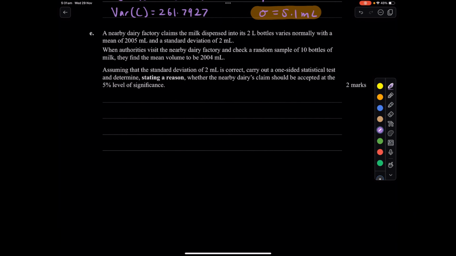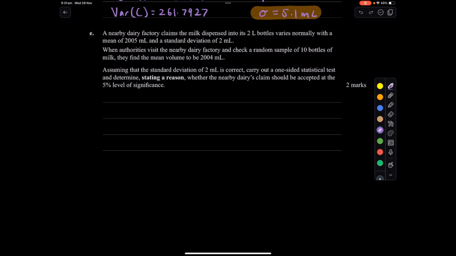A nearby dairy factory claims that the milk dispensed into its 2-liter bottles varies normally with the mean of this and a standard deviation of 2. When authorities visit the nearby dairy factory and check a random sample of 10 bottles of milk, they find that the mean volume is this, so it's actually decreased. Assuming that the standard deviation of 2 milliliters is correct, carry out a one-sided statistical test and determine, stating a reason, whether the nearby dairy claim should be accepted at the 5% level of significance.